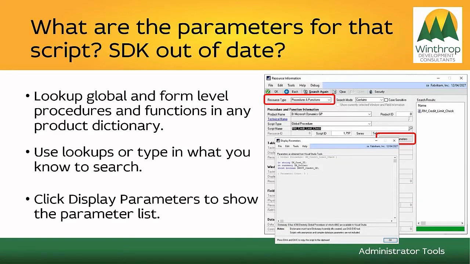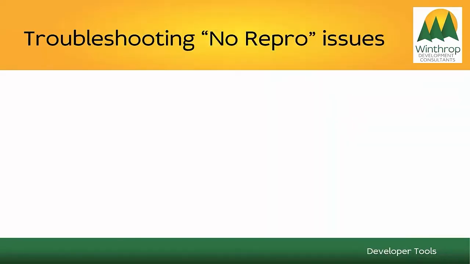you can get Power Tools to give you the parameters from functions and procedures. This is really important because Microsoft is not updating the SDK as much as they should. So this actually allows us to get information that is not being updated by Microsoft.